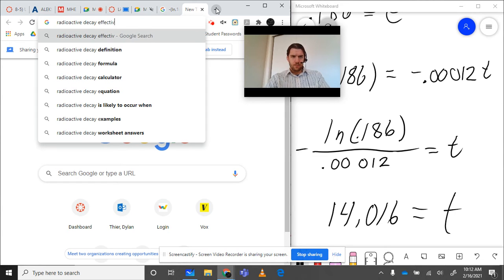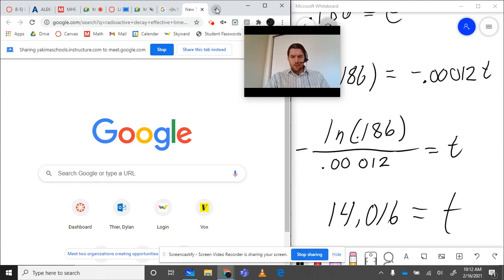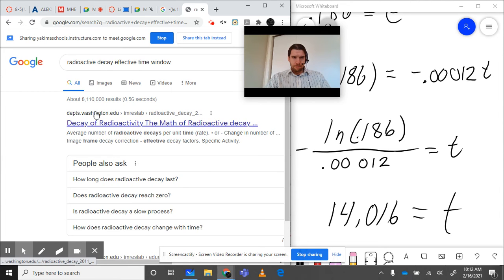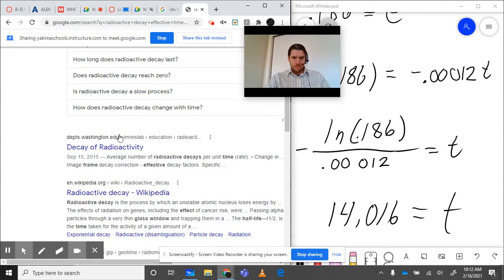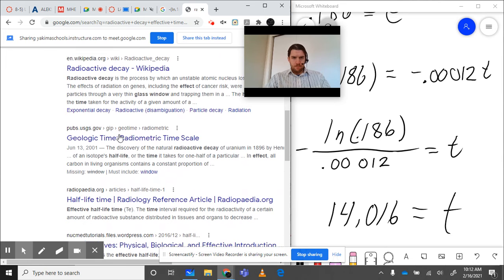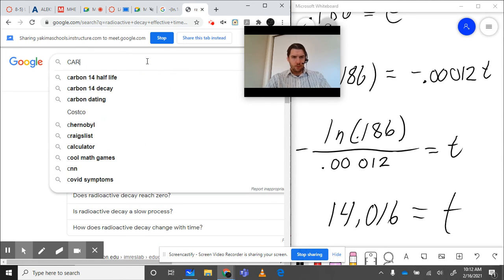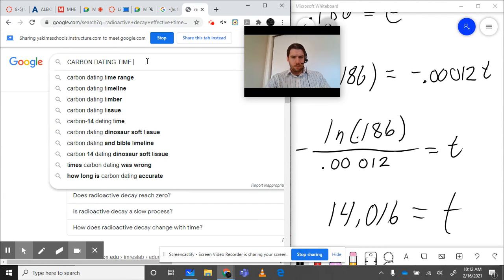See if we can get a value for that. I guess we want carbon dating, right? That's what we're talking about. Carbon dating. Time.